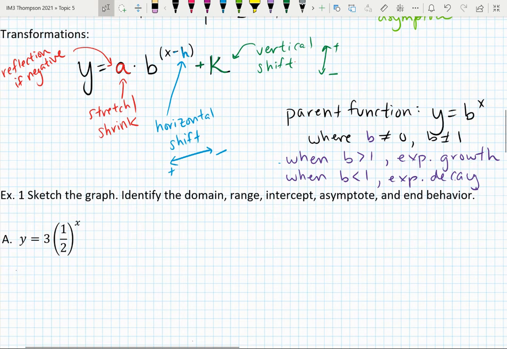All right, so y is equal to 3 times 1/2 to the power of x. First thing first, I want to identify, is this an exponential growth or is it an exponential decay? So my parent function is y equals 1/2 to the power of x, and the 1/2 is going to be what determines that this is an exponential decay. So this is going to go in the opposite direction. Exponential decay means I'm going to have a decrease as time goes on.